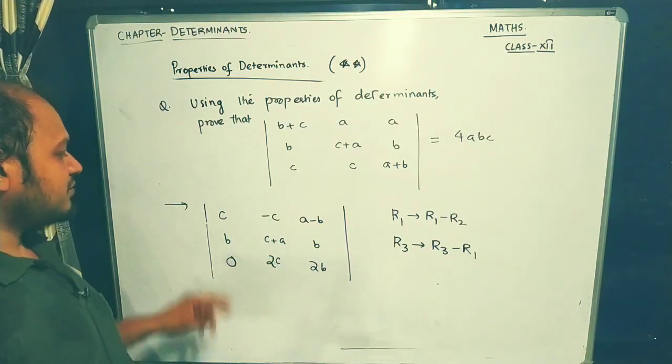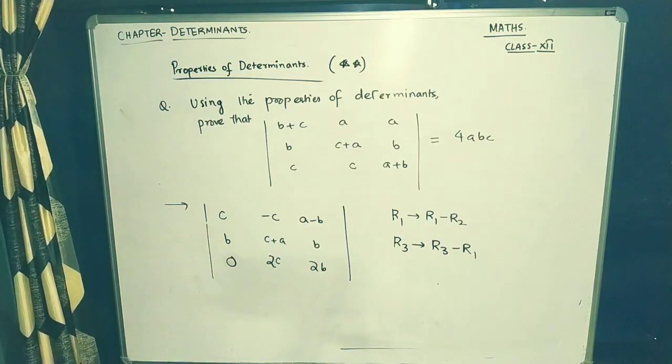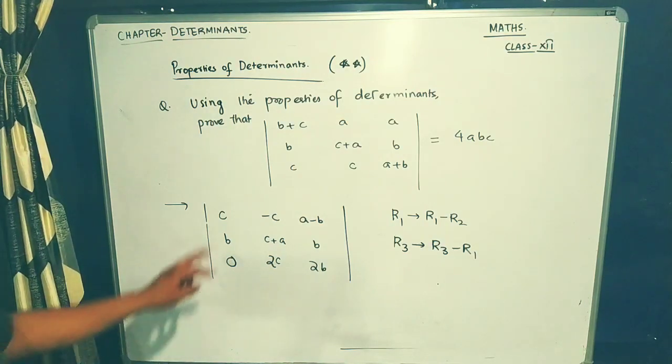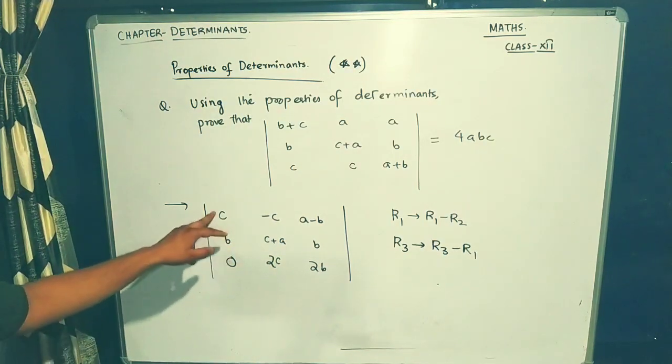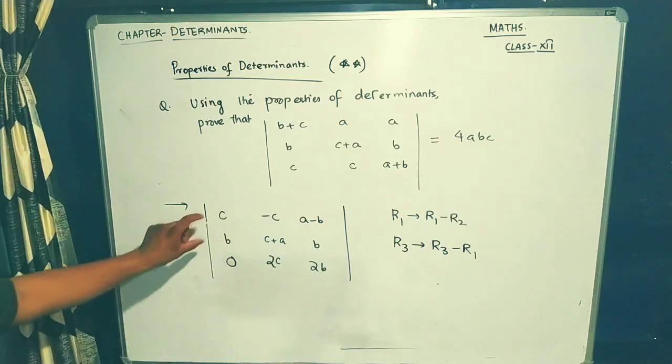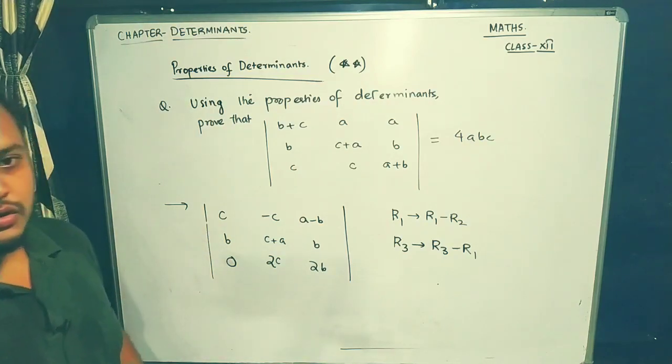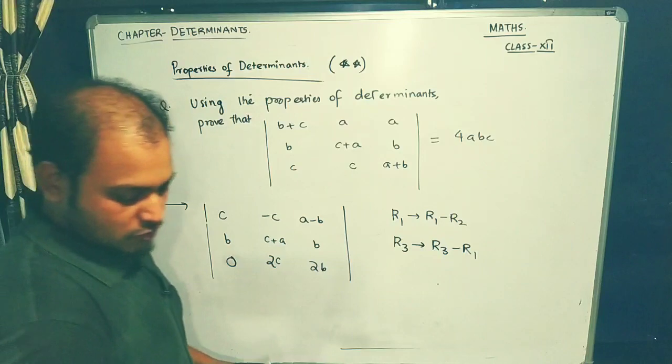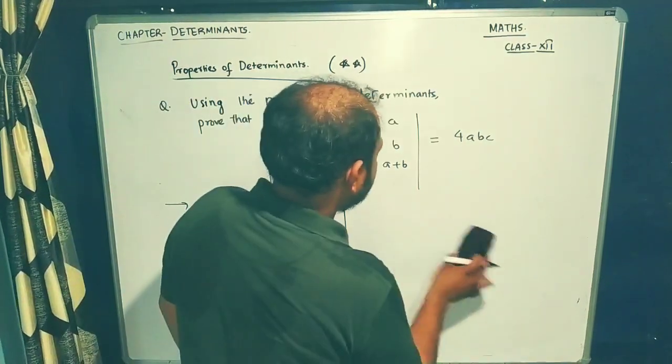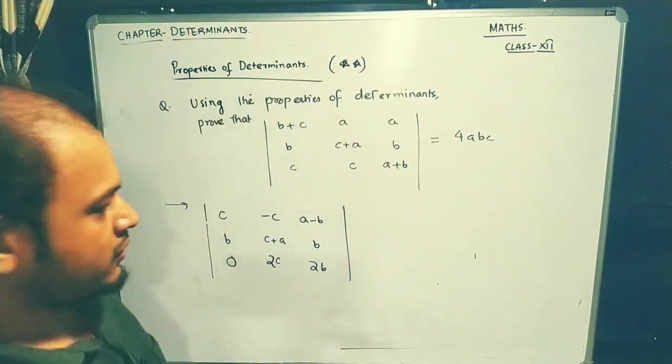Now can we do any further zeros at this position? Can you see any further zeros? No, because this is C and this is B. These are completely different numbers. I cannot add them or subtract them and make them 0. So at this position we are left with only expanding this determinant. We cannot apply any more properties.